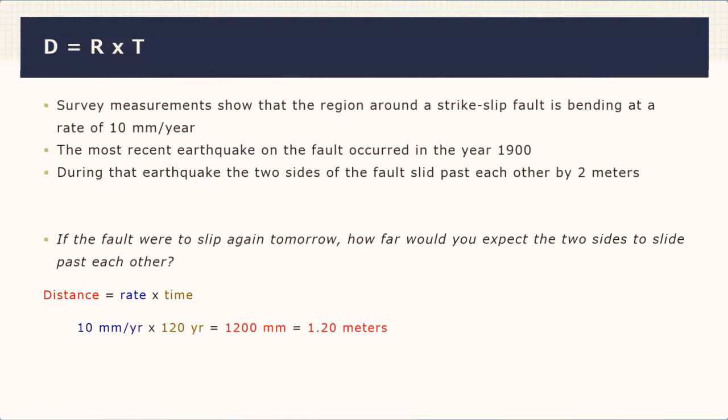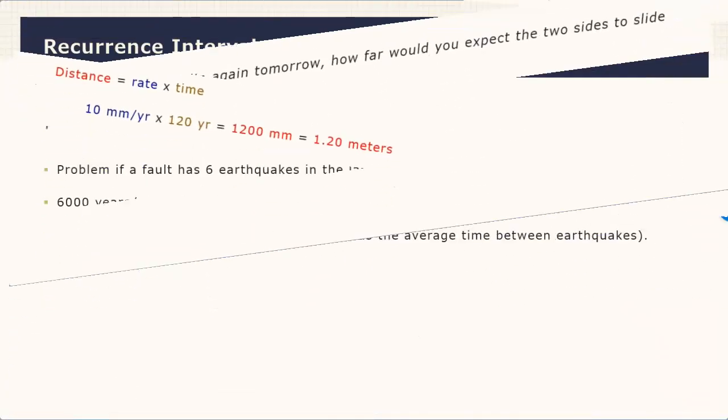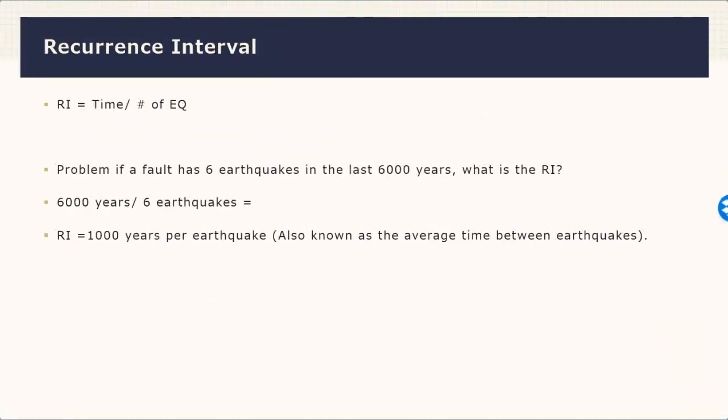Another thing you'll be asked to calculate is the recurrence interval. It is also known as the average time between earthquakes. Here is an example. If a fault has 6 earthquakes in the last 6,000 years, what is the recurrence interval? Using the equation RI equals time divided by the number of earthquakes, you see that 6,000 years divided by 6 earthquakes equals a recurrence interval of 1,000 years. That would be the average time between earthquakes.